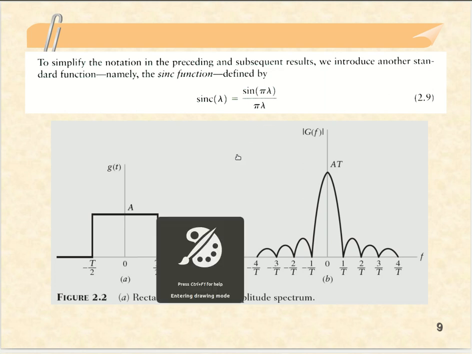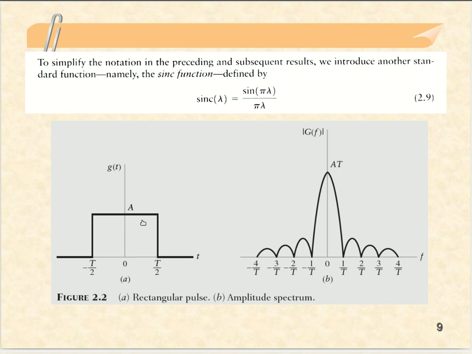Now this is a rectangular pulse of amplitude A, and it begins from minus T over 2 until T over 2. So don't mix it up with 1 over 2 before in the example. So this g of t is converted using the Fourier transform to a sinc function. If you draw a sinc function, you will see this.